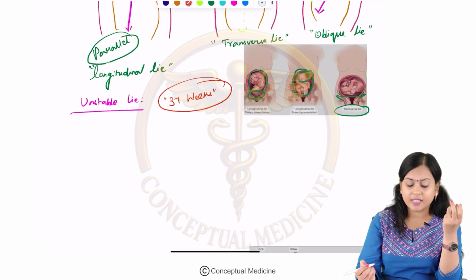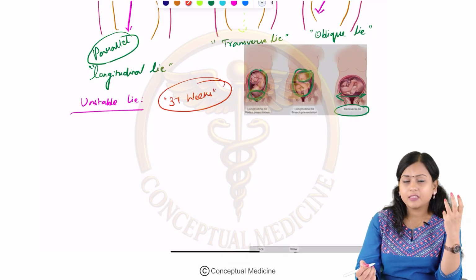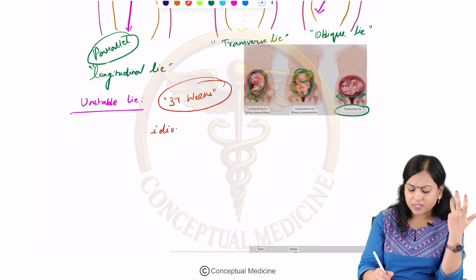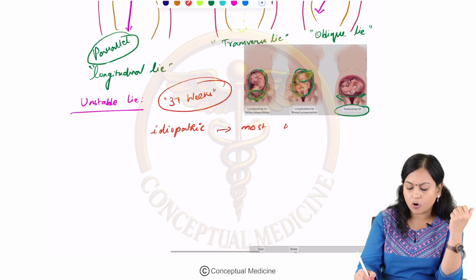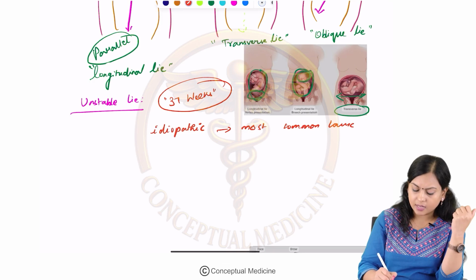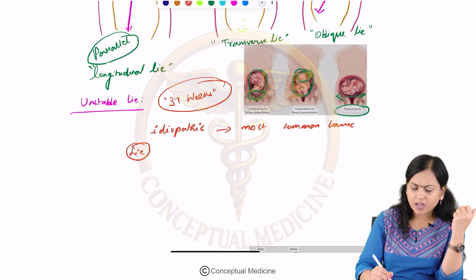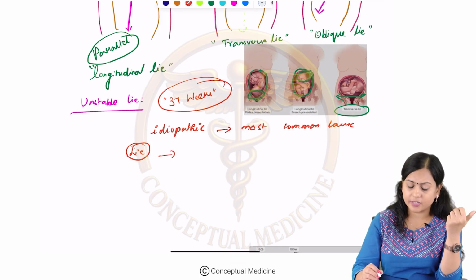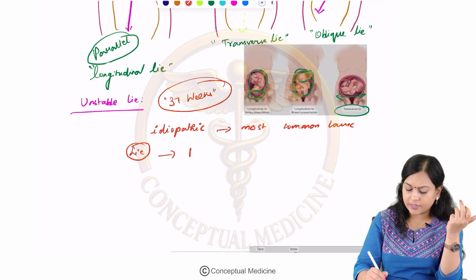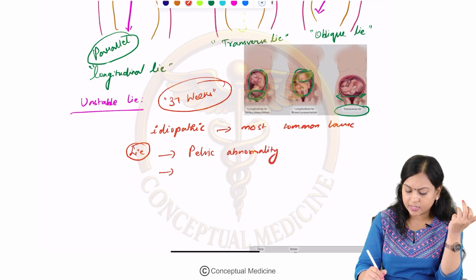But in some cases there can be unstable lie either due to unknown causes, that is idiopathic, and this happens to be the most common cause, okay. But in some cases what happens is, this lie can happen due to various pathological reasons also. Number one, is if there is any pelvic abnormality. Okay. Number 2, if there is any abnormality with the liquor.